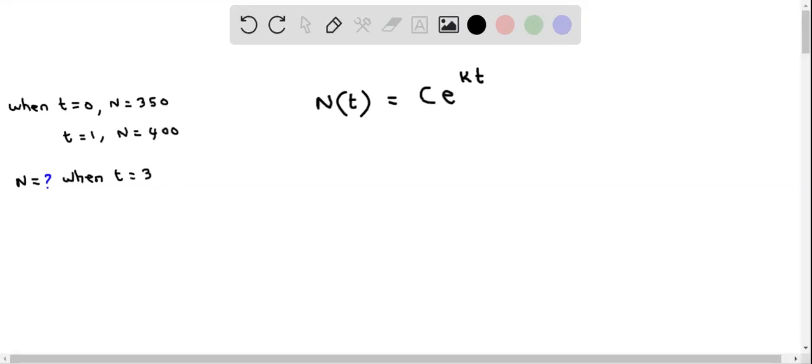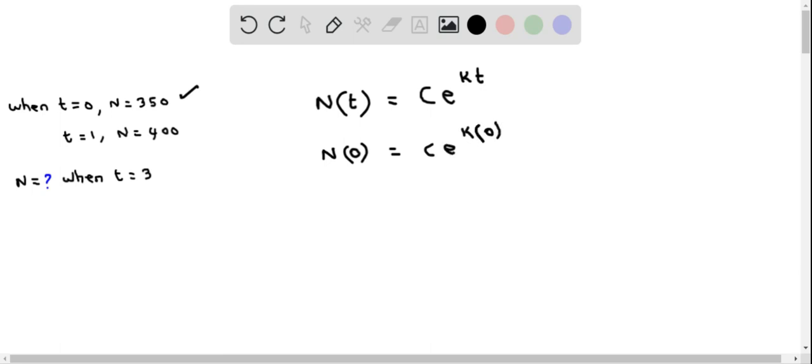We now determine n when t equals 3 using these conditions. Also using the equation for n of t, that is n of t equals c e power kt. So first let's use this condition when t equal to 0, n equals 350. So let's replace t equal to 0. Therefore this becomes n of 0 equals c e power k times 0.